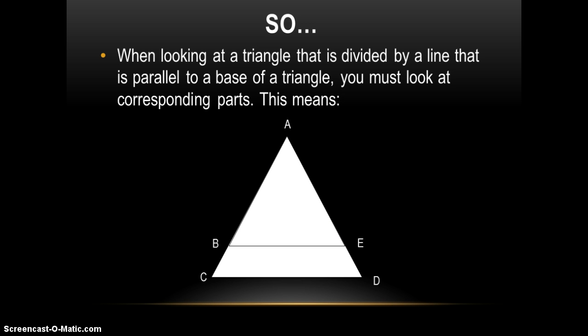So, when looking at a triangle that is divided by a line that is parallel to the base of the triangle, you must look at corresponding parts. This means that we could have CB over BA equals DE over EA. We could have CB over CA equals DE over DA. We could also have BA over CA equals EA over DA. These are just some of the examples of the proportions you could set up.